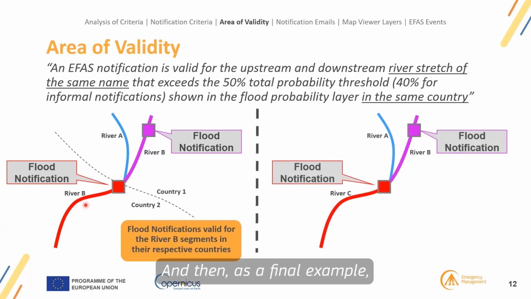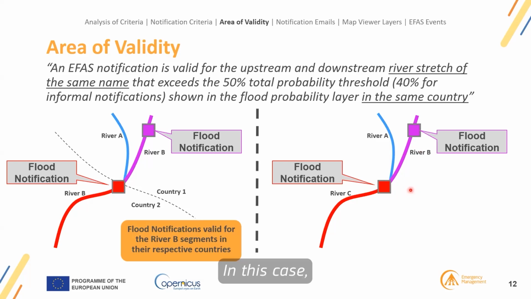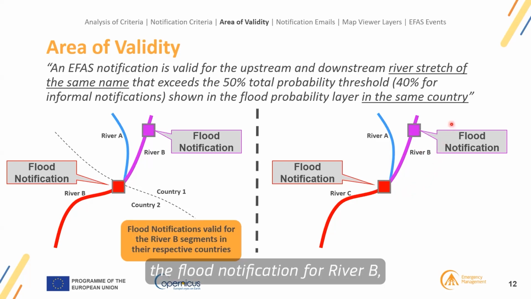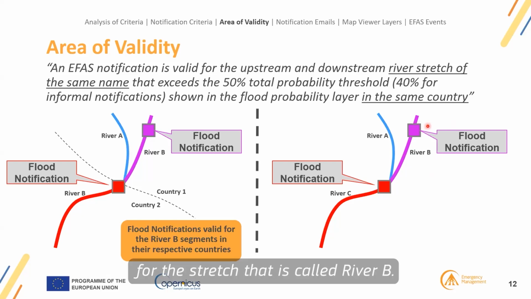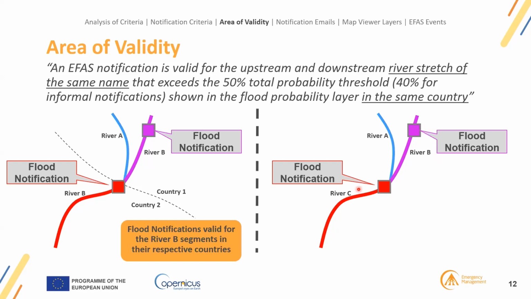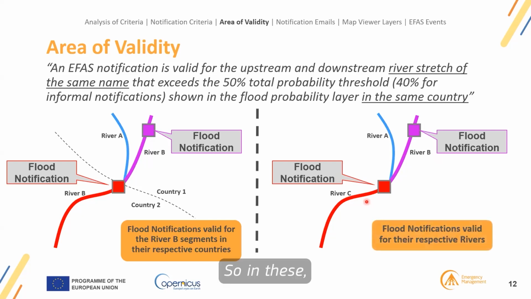And then as a final example, we wanted to show what happens if the river changes name. So here we have River A again and River B, and then they merge, and then the river becomes River C. In this case, the flood notification for River B, this purple point here, is only valid for the stretch that is called River B. And then River C has a separate flood notification that's valid just for River C. So in these cases, the flood notifications are valid for the respective rivers.